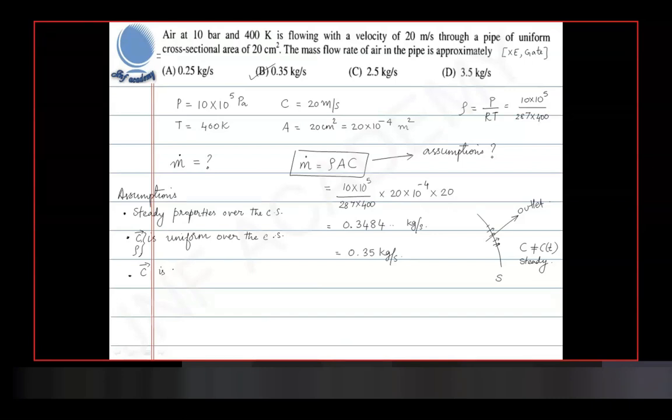Now the last assumption is the velocity is normal to the area. Otherwise there will be a cos theta component present, right? So go back to your aerodynamics. Unless these assumptions are put, you will not be able to arrive at this equation. And the general equation that you would have learned in aerodynamics is a surface integral over whichever part of the surface, rho c dot n dS.